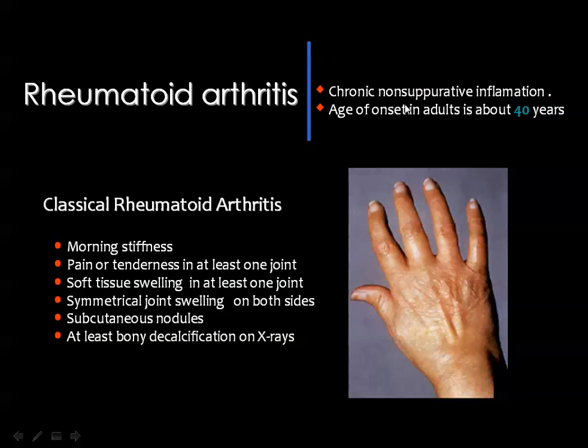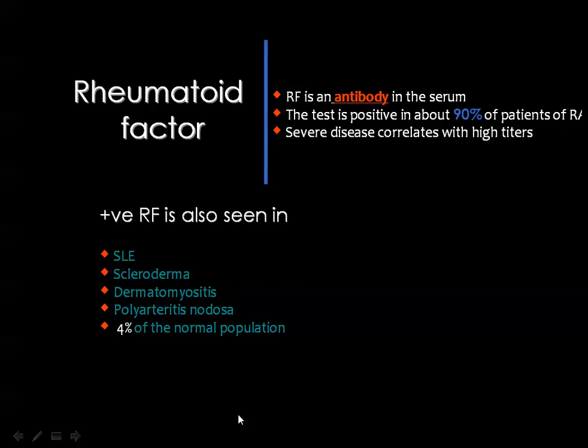Rheumatoid arthritis is a chronic non-suppurative inflammation with an age average about 40 years. There are some of the classic clinical manifestations of rheumatoid arthritis, which include morning stiffness, pain or tenderness in at least one joint, soft tissue swelling in one joint, also symmetrical joint swellings on both sides may be seen, subcutaneous nodules, and at least one of the findings in the plain X-ray, which is the juxta-articular osteoporosis.